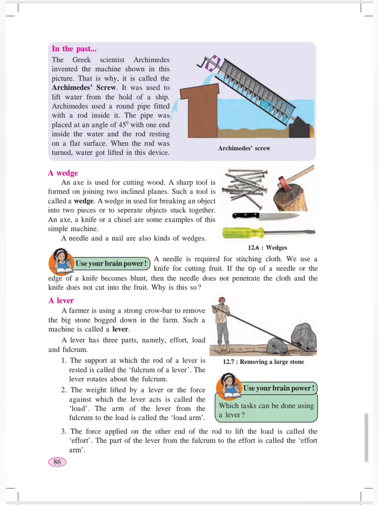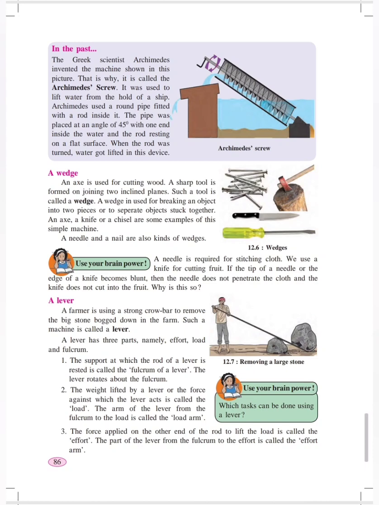A wedge can be seen in a knife, in an axe, in a screwdriver, a nail, a needle, etc. A wedge helps any object to be cut easily. You can experience it in cutting vegetables with the help of a knife, cutting a wooden block with the help of an axe, removing or unfitting a screw with the help of a screwdriver, and so on.